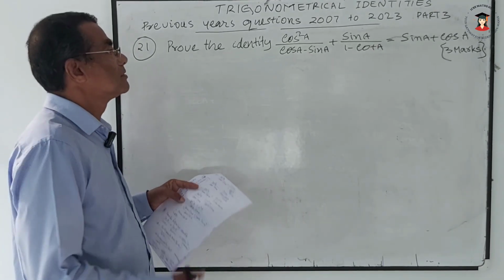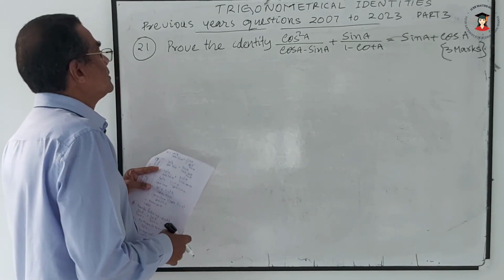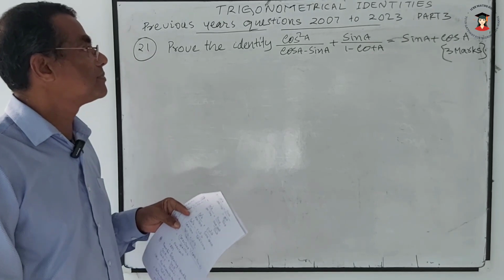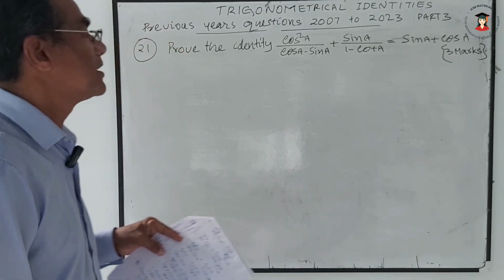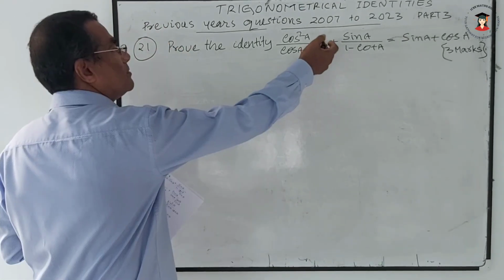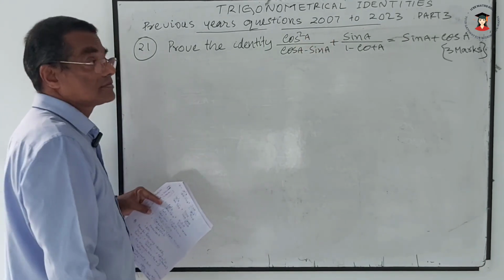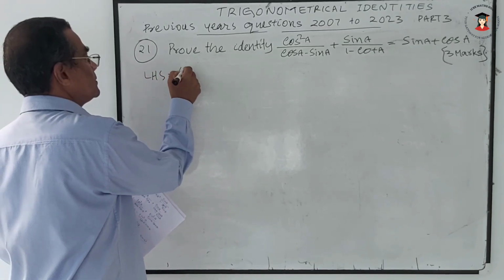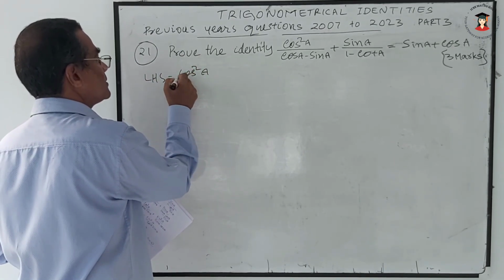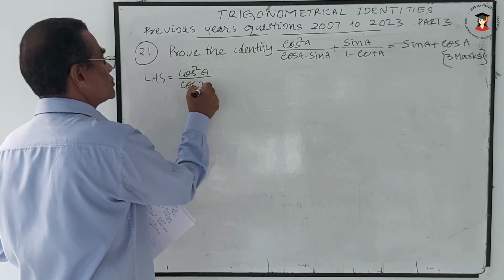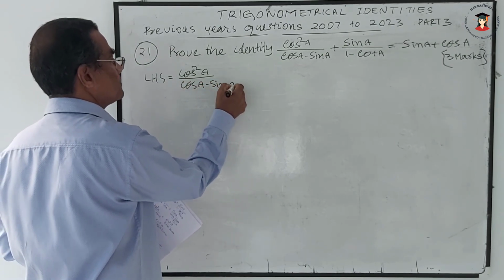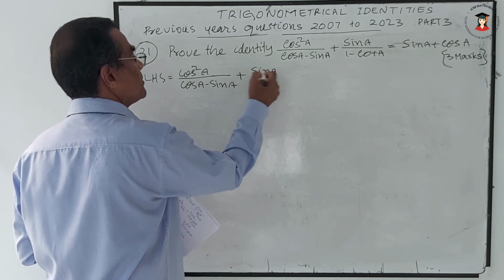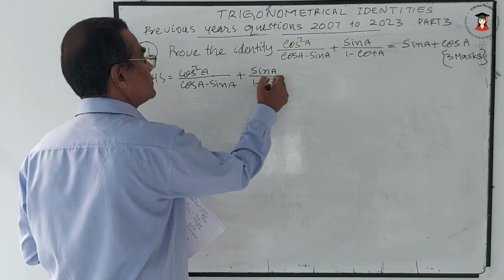The last question of part 3. Prove the identity cos square A by cos A minus sin A plus sin A by 1 minus cot A equals sin A plus cos A. We will simplify the left hand side. Left hand side equals cos square A by cos A minus sin A plus sin A by 1 minus cot A.